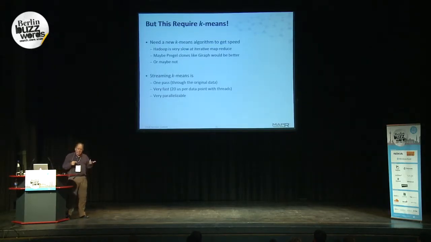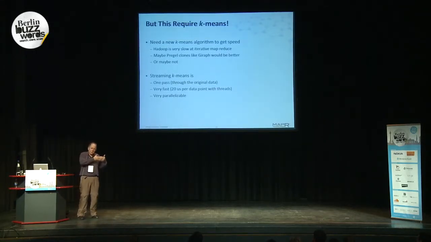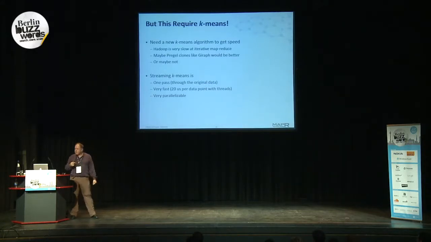So we need a new one, though, that really is fast. Normal MapReduce isn't going to do it if we use an iterative algorithm, because it takes so long to start each MapReduce. Maybe Pregel things like my giraffe might work, or they might not. We don't know yet. Those are still very young.